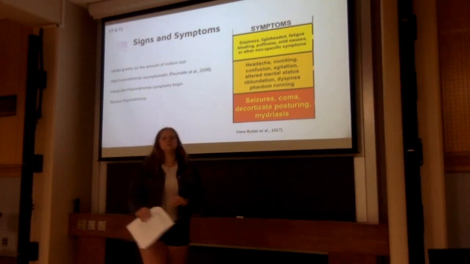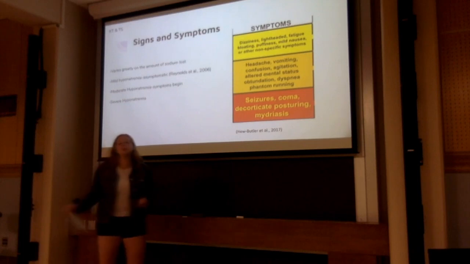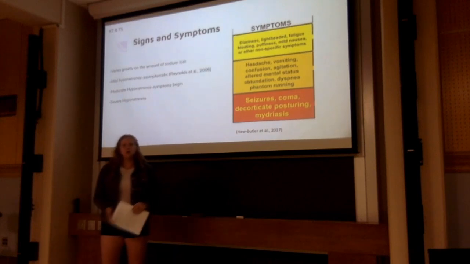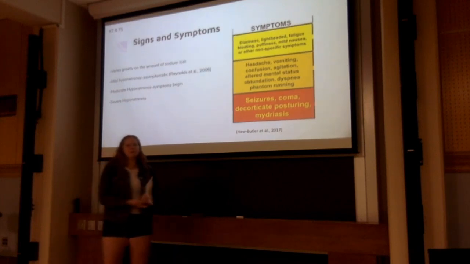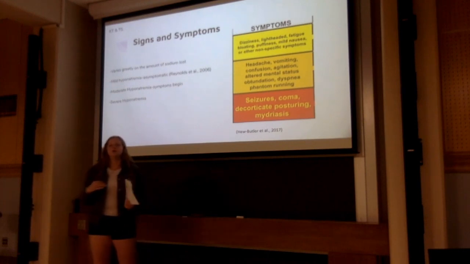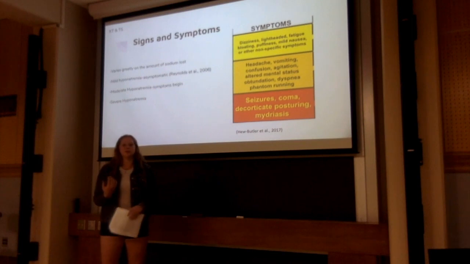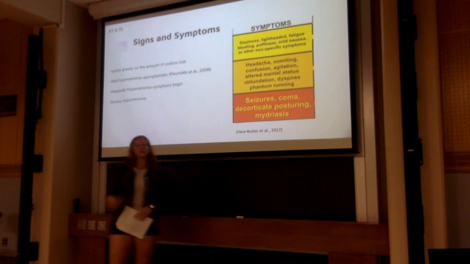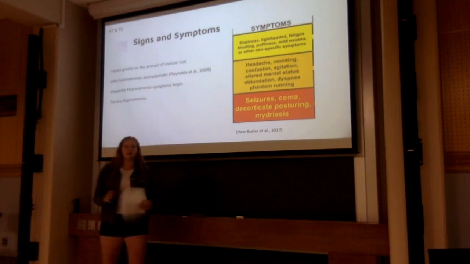So signs and symptoms vary greatly on the individual as well as the amount of sodium that is lost. As we stated, there are different types of hyponatremia, and there are also different amounts of sodium lost. So hyponatremia, again, is serum sodium levels less than 135. Between 135 and 130, we have an asymptomatic person.